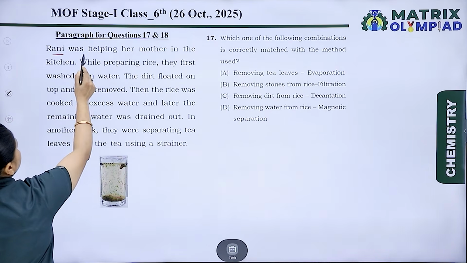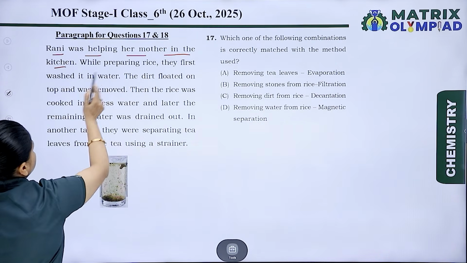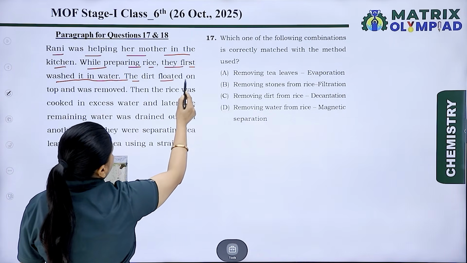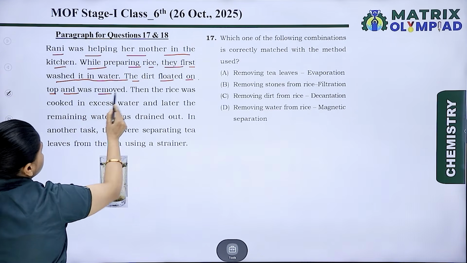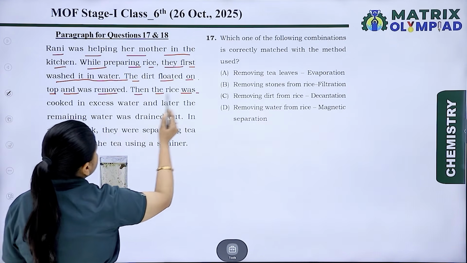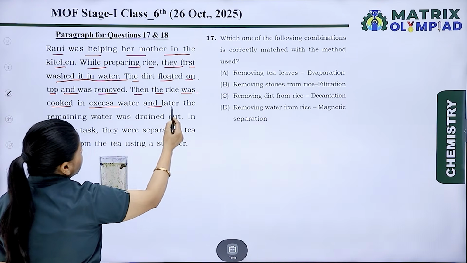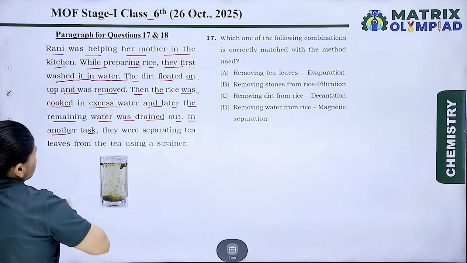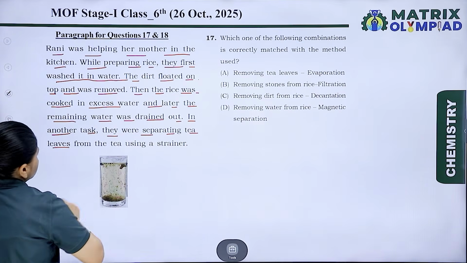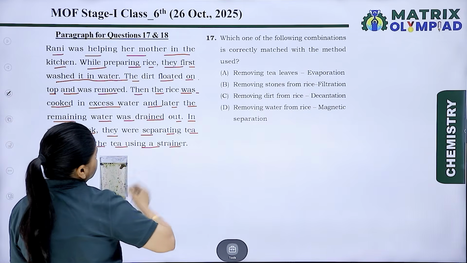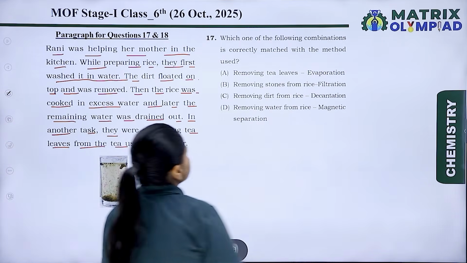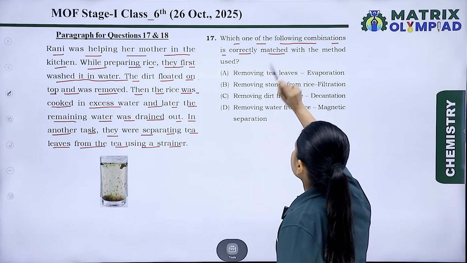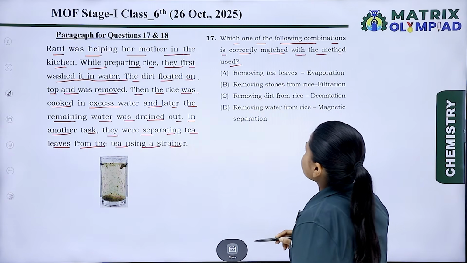Paragraph based. Rani was helping her mother in the kitchen. While preparing rice, they first washed it in water. The dirt floated on the top and was removed. Then the rice was cooked in excess water, and later the remaining water was drained out. In another task, they were separating tea leaves from the tea using a strainer. Let's take the question. Which one of the following combinations is correctly matched with the method used?